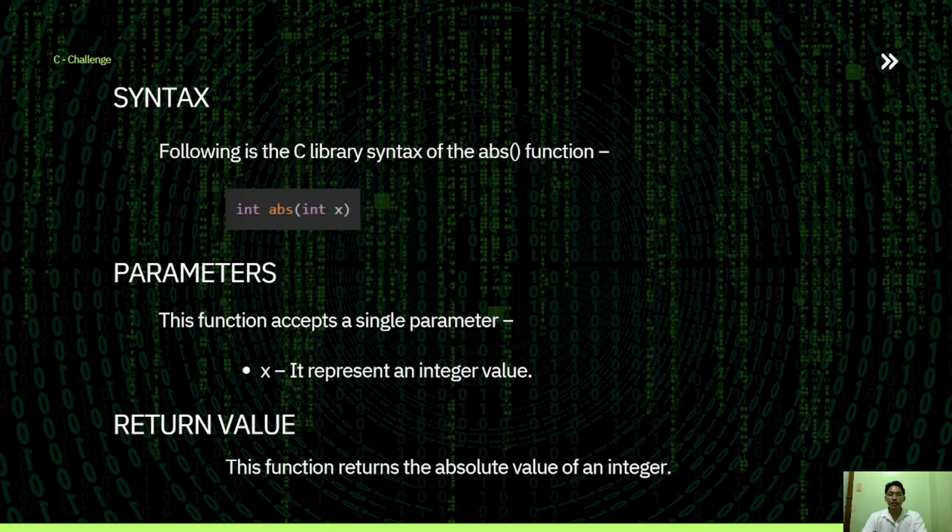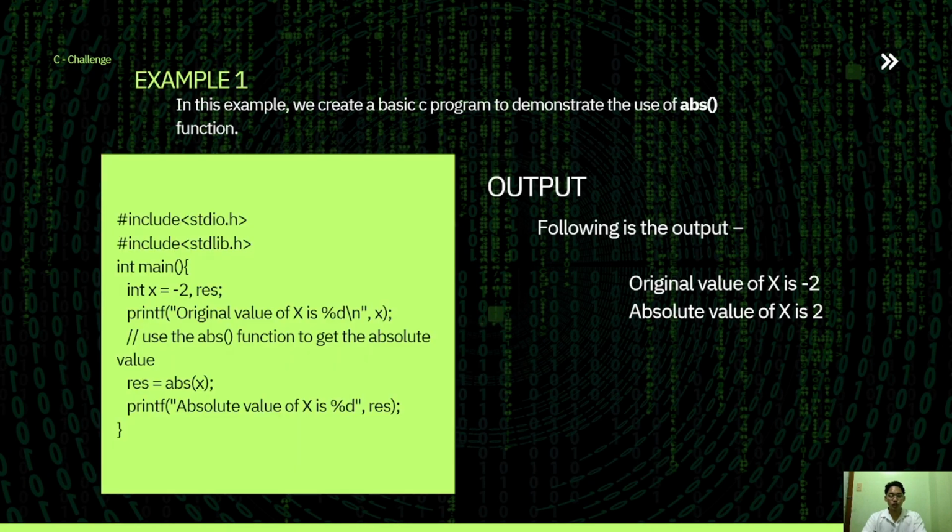Syntax. The following is the C library syntax for the ABS function: abs(x). Parameters: this function accepts a single parameter, x, which represents an integer value. Return value: this function returns the absolute value of an integer.